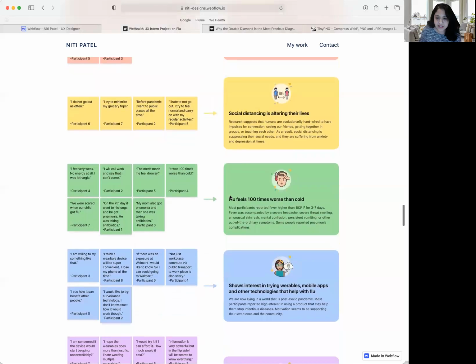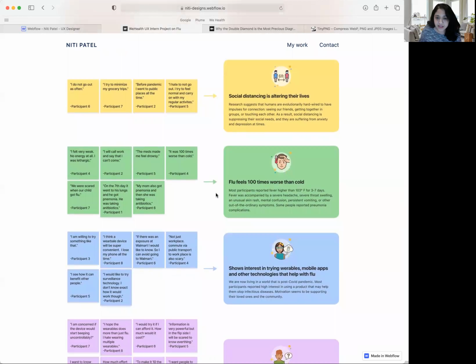Social distancing is altering their lives. A lot of people reported that their lives have altered, social and professional. Before the pandemic, they used to go anywhere, but now things are very different.